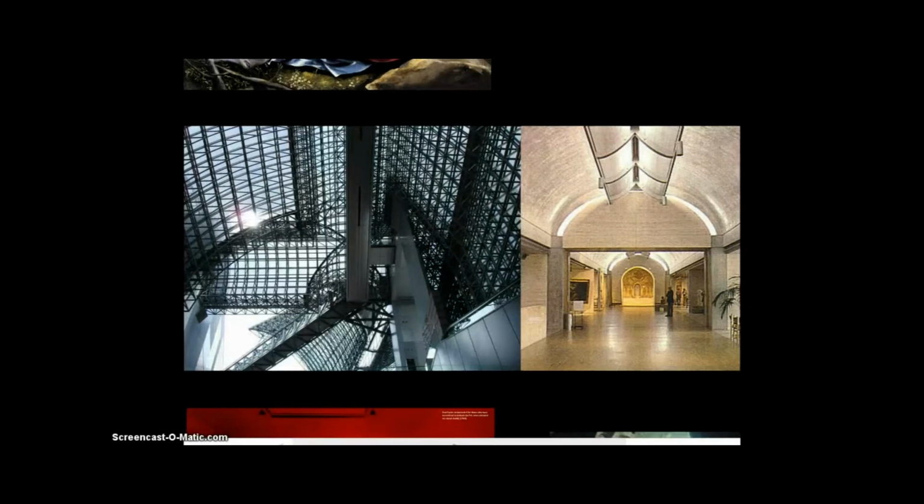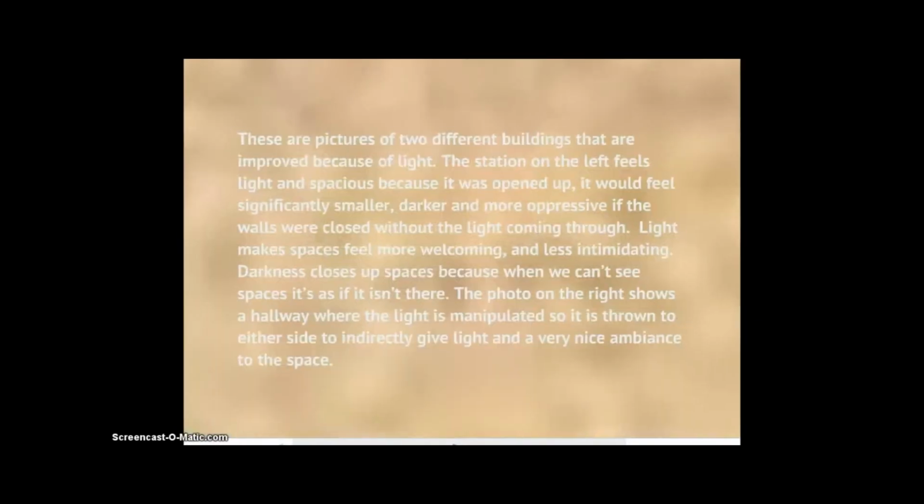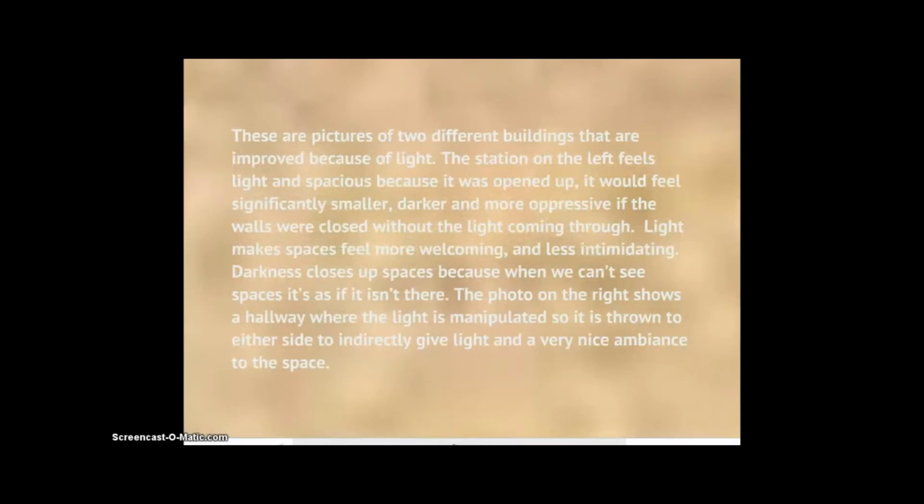The second piece was about architecture and how that relates to light. And these are the interiors of an art museum and a train station in Asia. And I picked them because both of the spaces were made very open and felt a lot bigger, and their atmosphere was improved by the way that they were either opened up and had more light, or the way they threw the light and had all spaces lit.